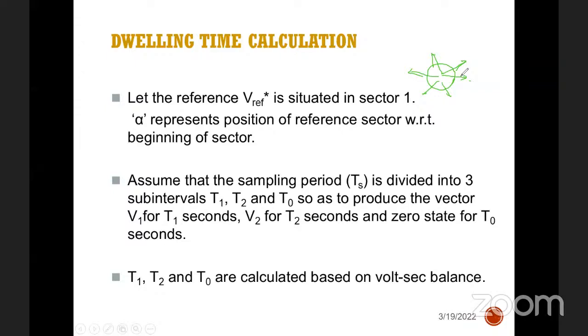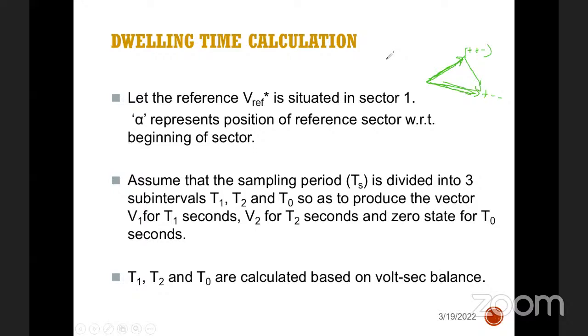we have to get a vector. How do we get a vector? We know that this is sector 1. I told you this is sector 1. What is sector 1? One is VDC at an angle of 0, and this is VDC at an angle of 60 degrees. When we operate top, bottom, bottom, we get VDC at an angle of 0. And if we maintain plus, plus, minus, we get it at an angle of 60 degrees.